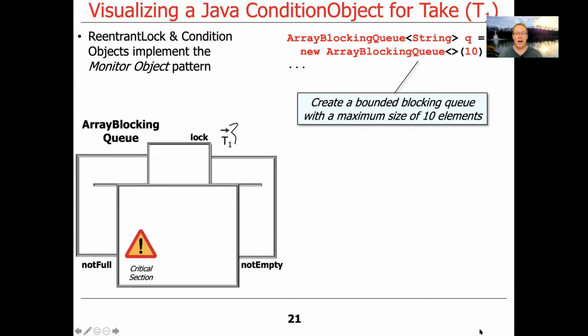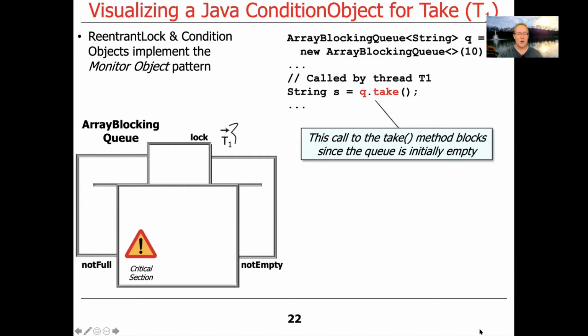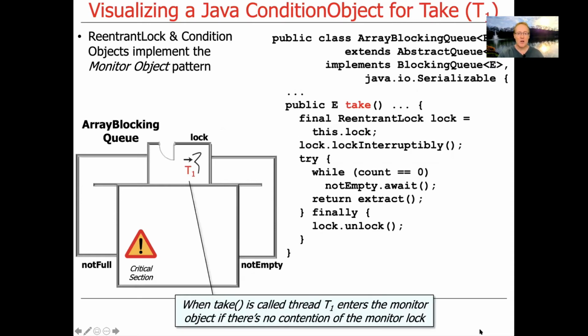So we'll first start by allocating an array blocking queue that has 10 items in it. It'll be 10 strings in this case. And the code on the right-hand side leads to what you see on the left-hand side. So a thread comes along, thread T1, and it's going to call the take method on the queue. Now, this take method has to block because the queue starts out initially empty. So here's what it looks like.